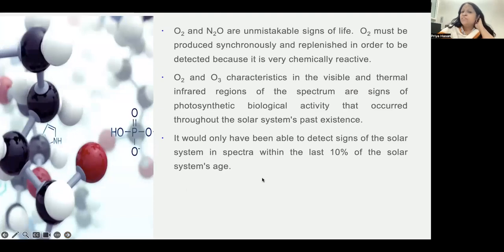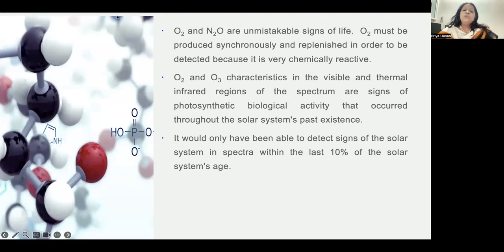Now, oxygen and nitrous oxide are unmistakable signs of life. But if you have to detect oxygen, it must be produced synchronously and replenished in order to be detected. The problem is that because oxygen is very chemically reactive, if it's present in the atmosphere, it will most probably react with something else. So you need some other source which will keep on producing the oxygen so that you have that abundance.